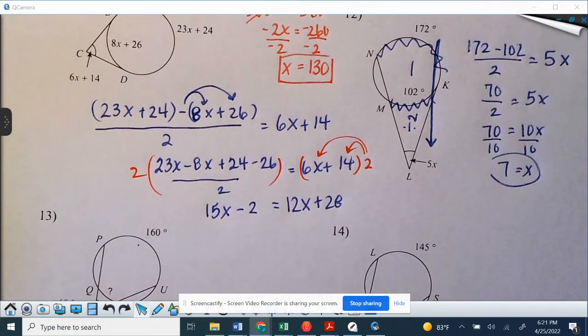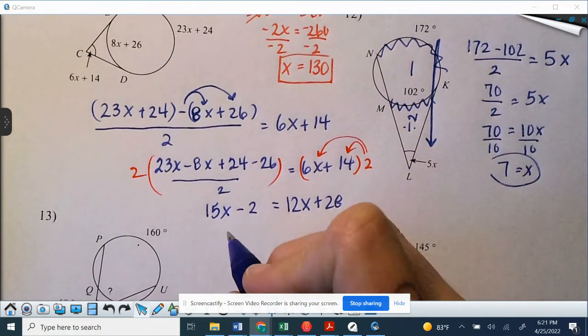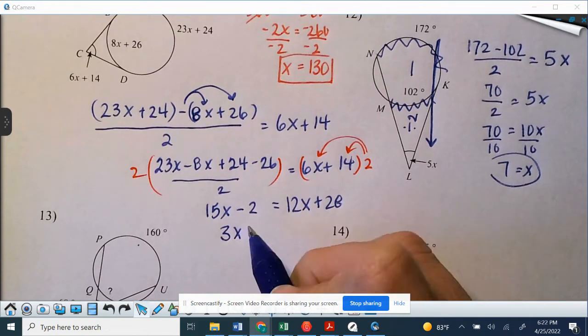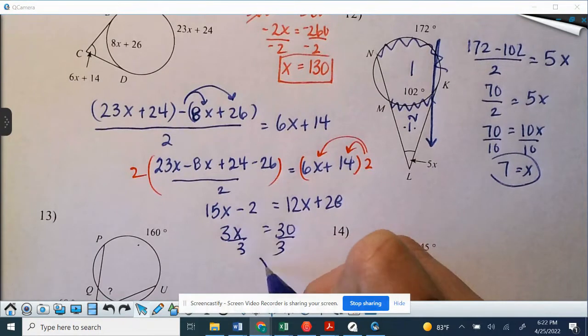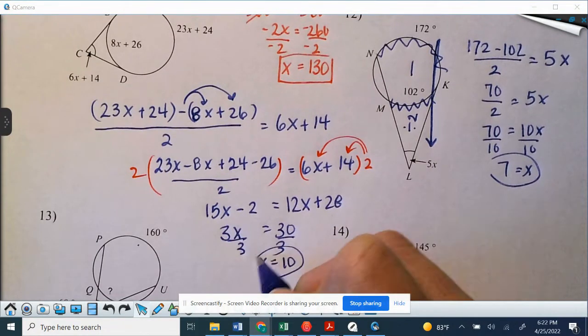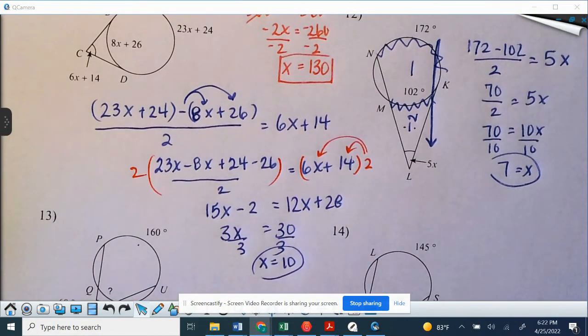Now I'm going to solve. Subtract 12 from 15x. I like my x's to stay large. Add 2 equals 30. Divide by 3. x equals 10. So for number 11, x is going to equal 10.